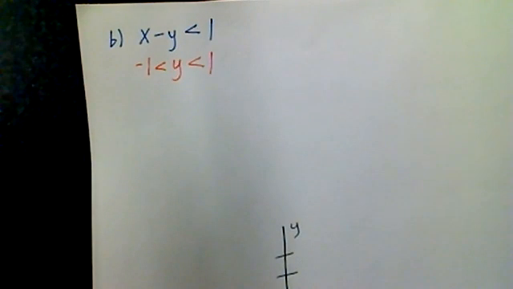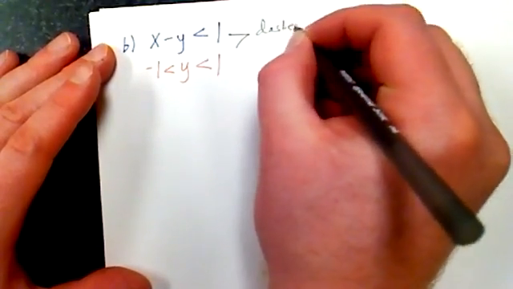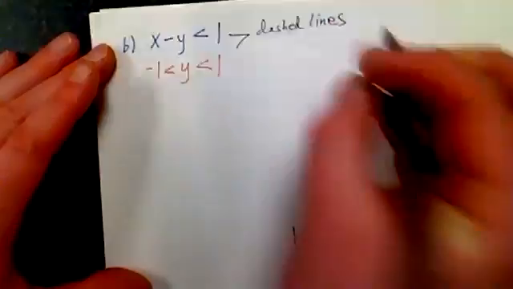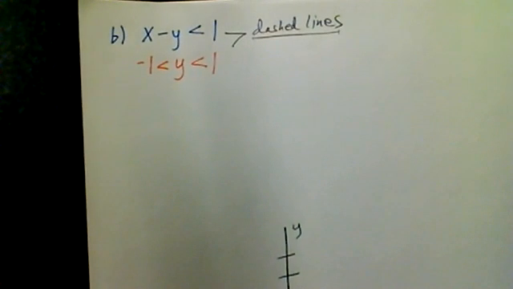Okay, guys, I want to look at one more system of inequalities. This one says x minus y is less than 1 and negative 1 is less than y is less than 1. So the first thing I want you to notice for both of these, we're going to be using dashed lines.